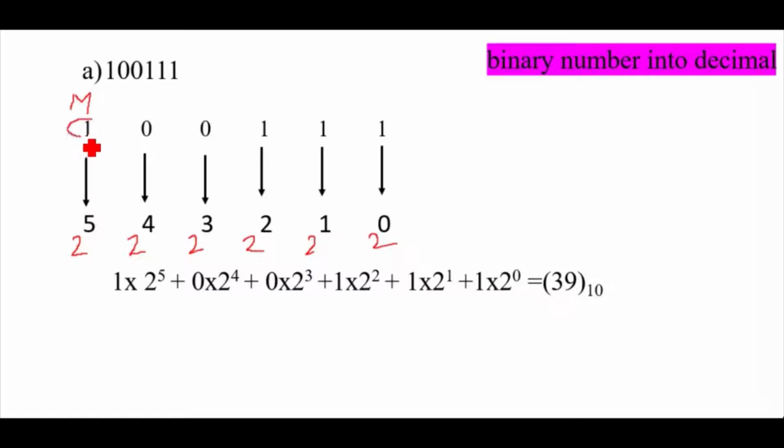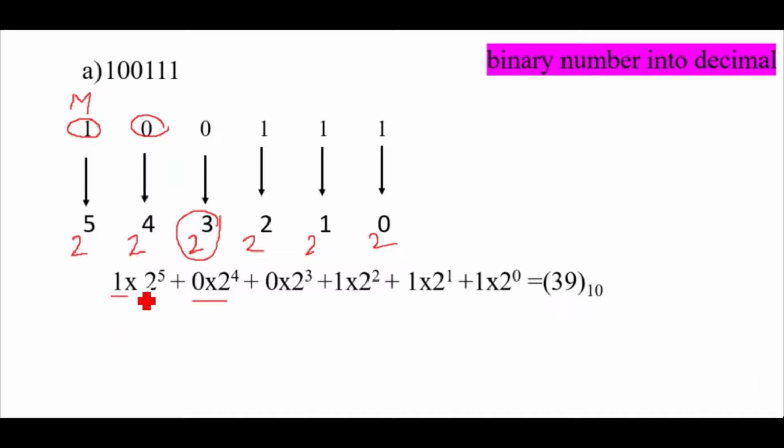So the MSB is 1, and its position value is 2 to the power 5. Here I have written 1 multiplied with 2 to the power 5, plus 0 multiplied with 2 to the power 4. Then the next 0 multiplied with 2 to the power 3. Similarly, this 1 is multiplied with 2 to the power 2, this one with 2 to the power 1 and this one with 2 to the power 0. We add all these values, and when we solve it we get 39.